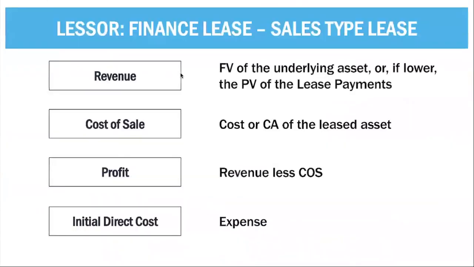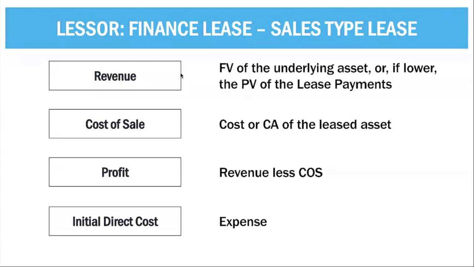Next, lessor accounting for a finance lease, sales type lease. We're done with a direct financing lease. So in a direct financing lease, remember, you don't have a lease income, but there is an interest income. Now, in your sales type lease, you lease your asset, but the leasing of your asset is your main operation. Therefore, we treat the lease as if a sale. So here, we have your revenue, your cost of sale, your profit, and your initial direct cost.